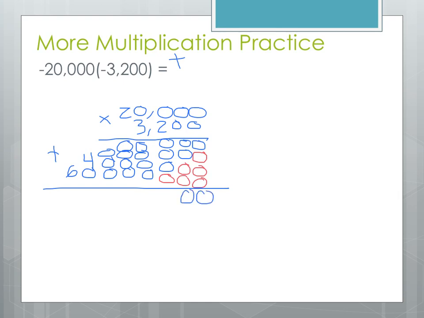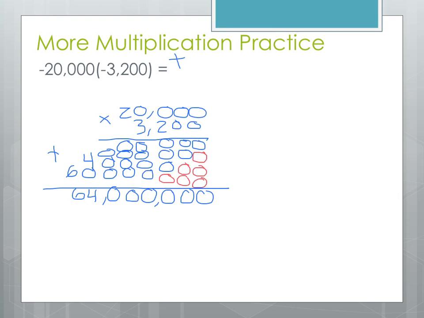1, 2, 3, 4, 5, 6. And 4 plus 0 is 4, and then 6 by itself is 6. So we get 64 million. And that was going to be positive, since a negative times a negative is a positive.